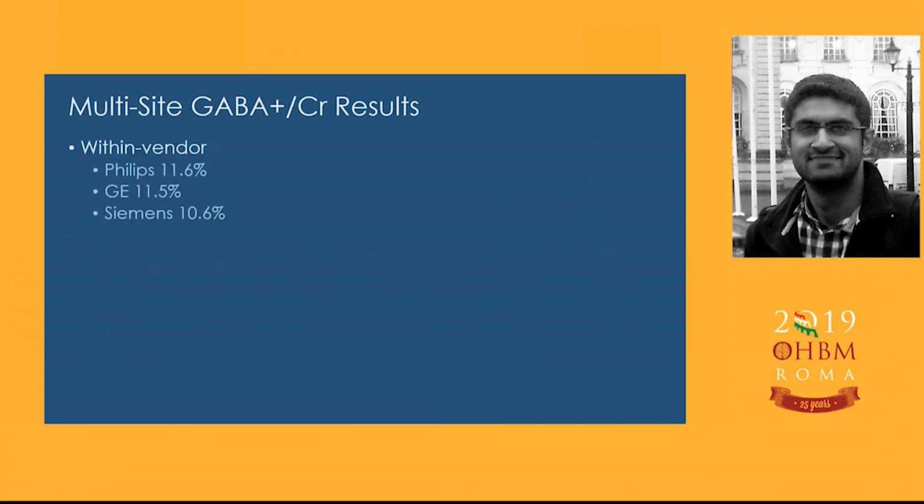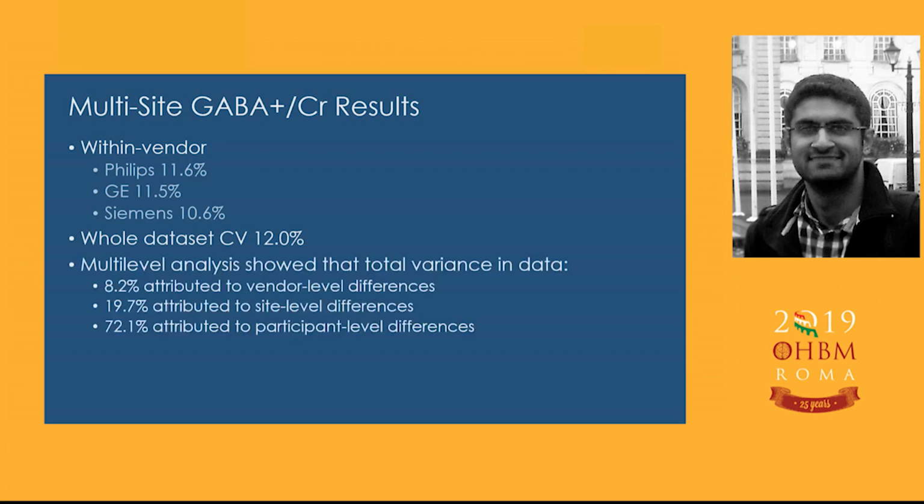And we can see that within vendor, that is within Philips, Siemens, and within GE, you have variation as well. That's about 11.5% for Philips and GE, and slightly lower for Siemens. If you combine the whole data set, you have about 12% variation. And breaking down this data set, you can see that 8.2% was attributed to vendor level differences, and about 20% attributed to site level differences. And then the rest is not contributed to either of them. So combining that, about 30%, you have differences attributed to site and vendor level differences.